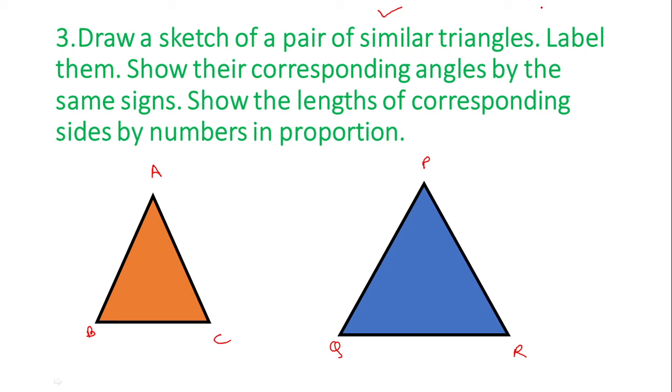Then we have labeled them. Now show their corresponding angles with the same sign. So corresponding to A is P, to B is Q. You have to show it with the same signs. And to C is R. We did this also. Now show the lengths of the corresponding sides by numbers in proportion. Now children, here you need to use your brain. Numbers in proportion. So we will decide one ratio. You can decide anything. I am taking it 1:2. You can take it 2:4, and you can follow it.